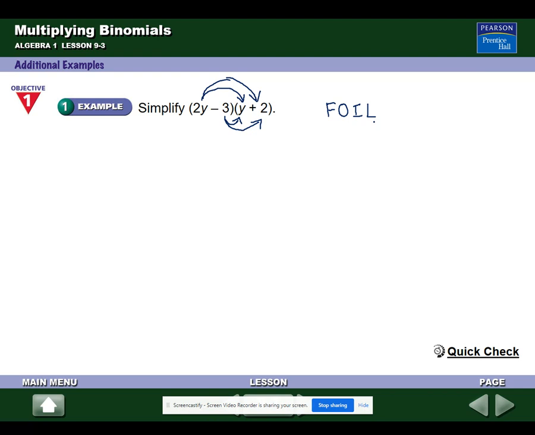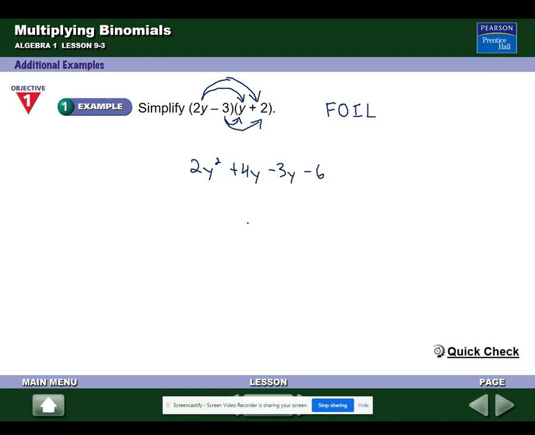Okay, so as I multiply 2y by y, you're going to get 2y squared. As I multiply 2y by 2, that would be 4y. And then I'm going to jump over and multiply -3 by y. That would be -3y. And then -3 multiplying 2 would be -6.